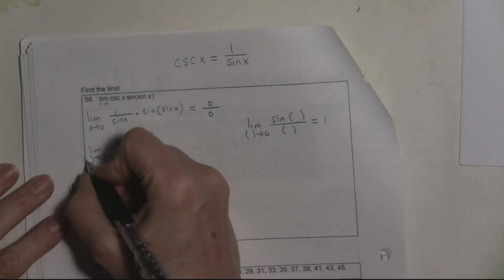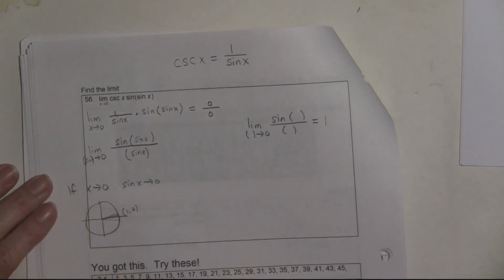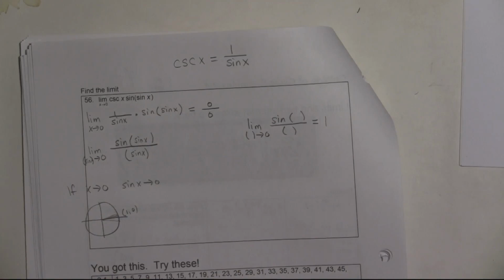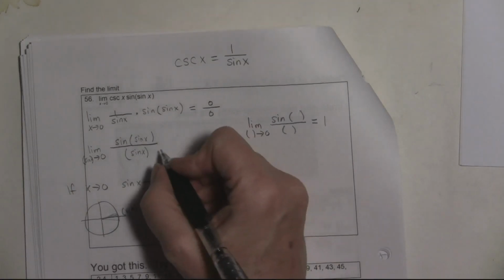So yes, this is true. As x approaches 0, sine of x is approaching 0. This is all set up, so this is just equal to 1.